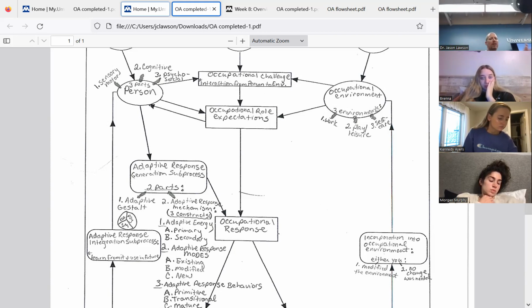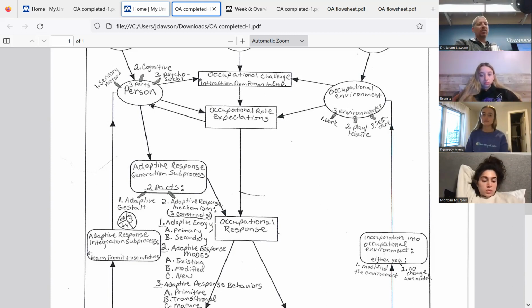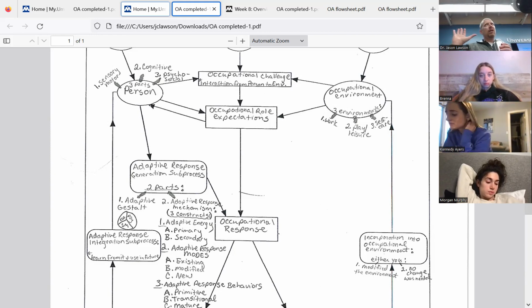So that's the one part of the adaptive response generation subprocess, the adaptive gestalt. The other part is the adaptive response mechanism. The mechanism is made up of 3 different pieces: adaptive energy, adaptive response modes, and adaptive response behaviors. So now I'm going to go back again to the PowerPoint.